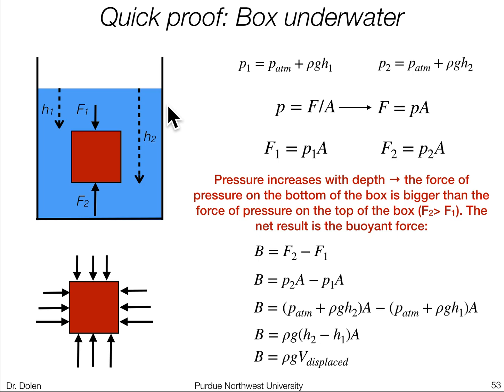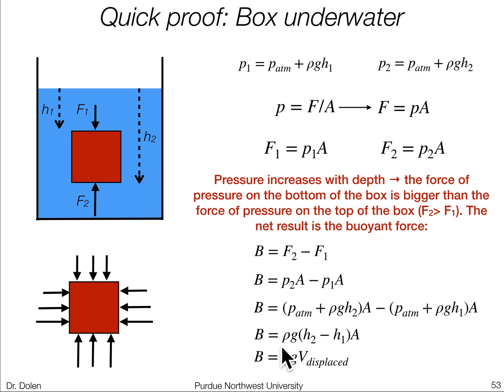So we can try to estimate the magnitude of this buoyant force. I'm just going to say buoyant force is equal to F2 minus F1, meaning the pressure on the sides of the box is just canceling, but the pressure on the bottom of the box is larger than the pressure on the top. So the net force is F2 minus F1, F2 in the positive direction, F1 in the minus direction. F2 is just pressure times area, same thing as F1. I can replace my pressure with our formula for pressure at a given depth, plug that in, and simplify a little bit to get this equation.